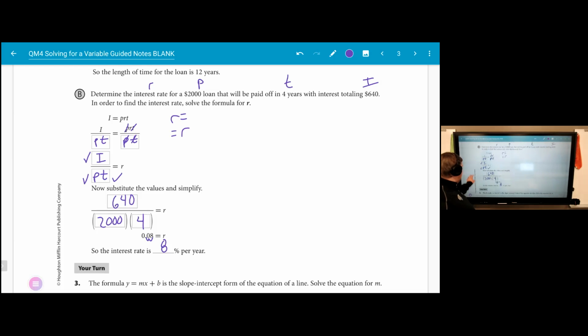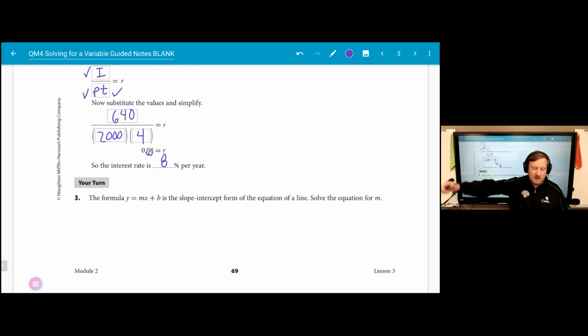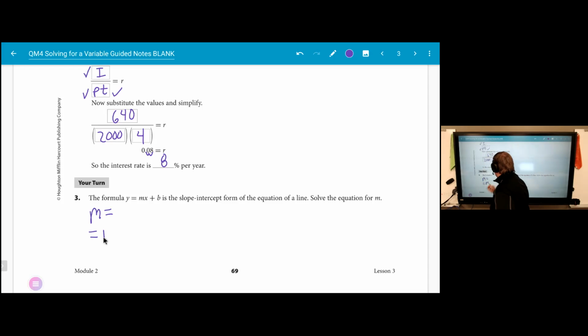Okay. You're about to have something else pop up. I want you to do this problem. Number 2 says the formula y equals mx plus b is the slope-intercept form of the equation of a line. Solve the equation for m. In other words, you want to get this in the form of m equals or something equals m.